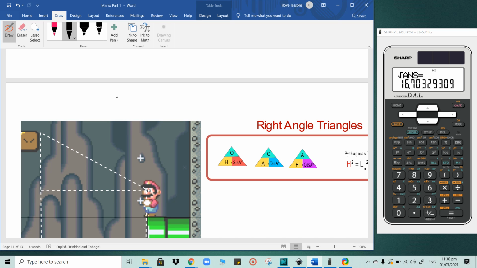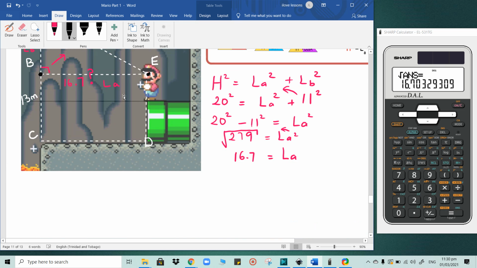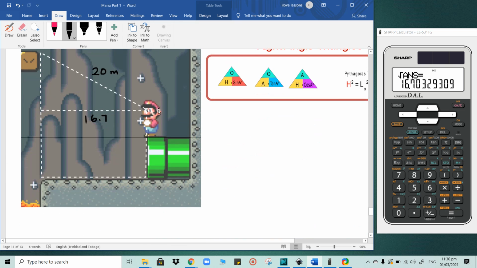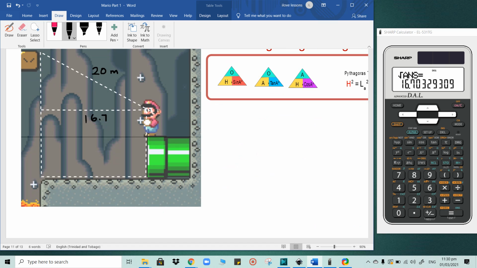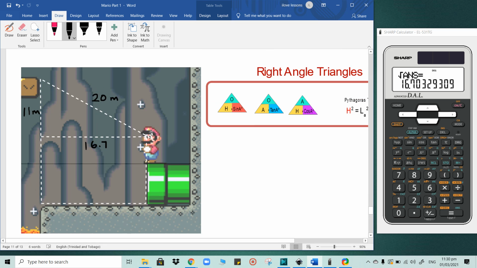That's one, guys. 20 meters. Here's 16.7. And the other one was how much? 11. Now, notice we have the length of all 3 sides of the right angle triangle. Let's choose an angle to find. I'm just going to choose this one here. Let's say we want to find this angle.